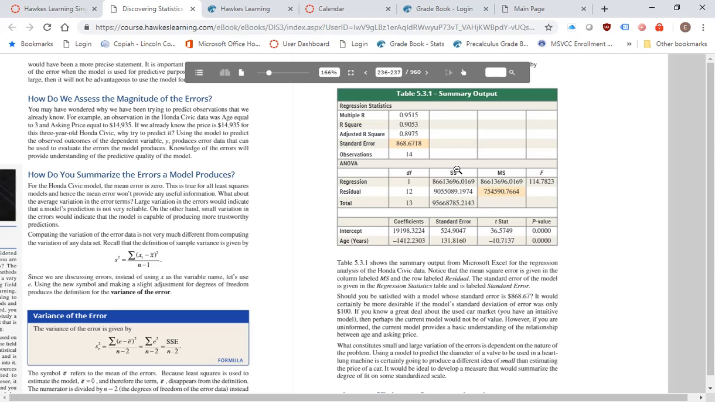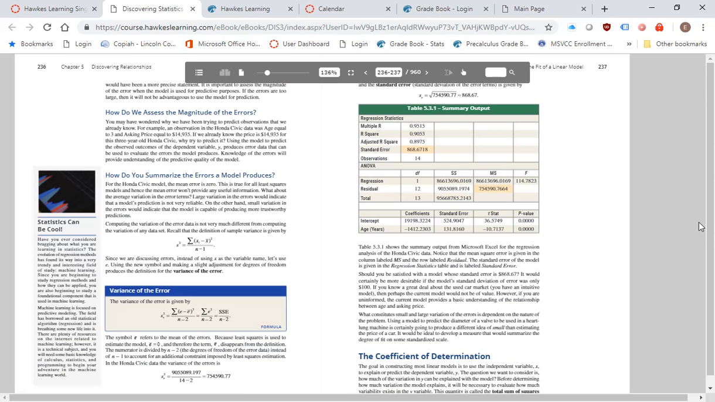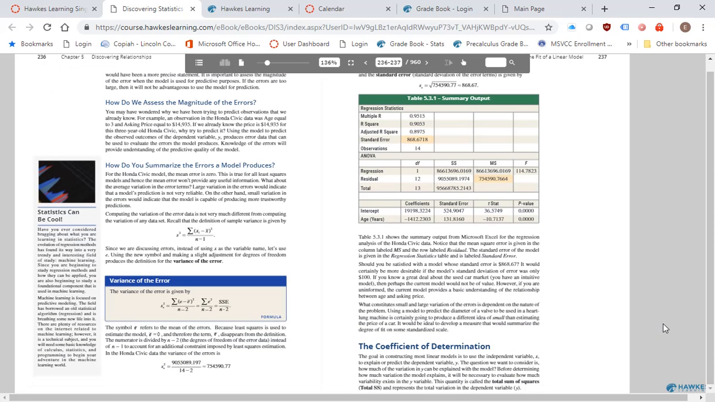But you can see they list the standard error, the number of observations that were in the table, multiple R squared, adjusted R squared. So there's all kinds of values that you can calculate. We're just going to stick with the basic ones though. The coefficient of determination.